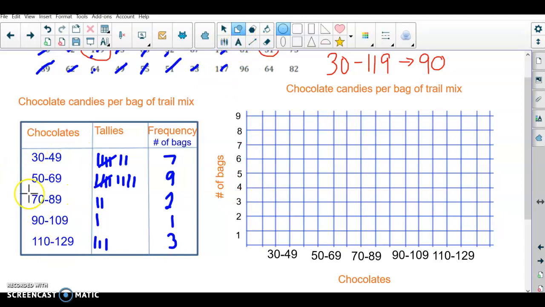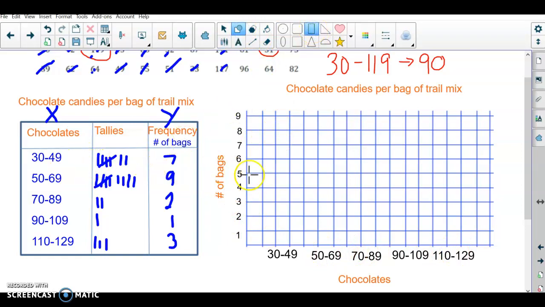I put my intervals. This is the, let me go back here. This is the x-axis. This is the y-axis. Okay, x and y, read left to right. So on the x, I put my intervals. On the y, I put my frequency. Okay, now it's time to draw our bars.